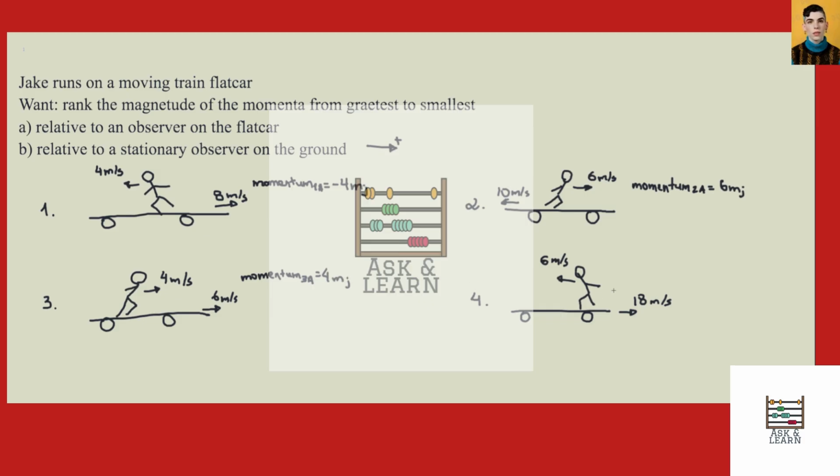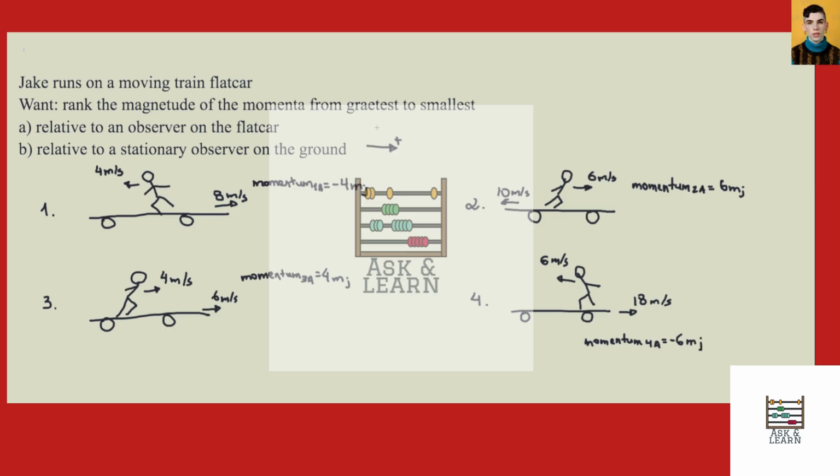4 mj. And then on the last case over here, we have Jake moving towards the left at 6 meters per second. So since he's moving towards the left, the velocity is negative. The momentum 4A is going to be the mass of Jake times minus 6 meters per second, minus 6 mj.